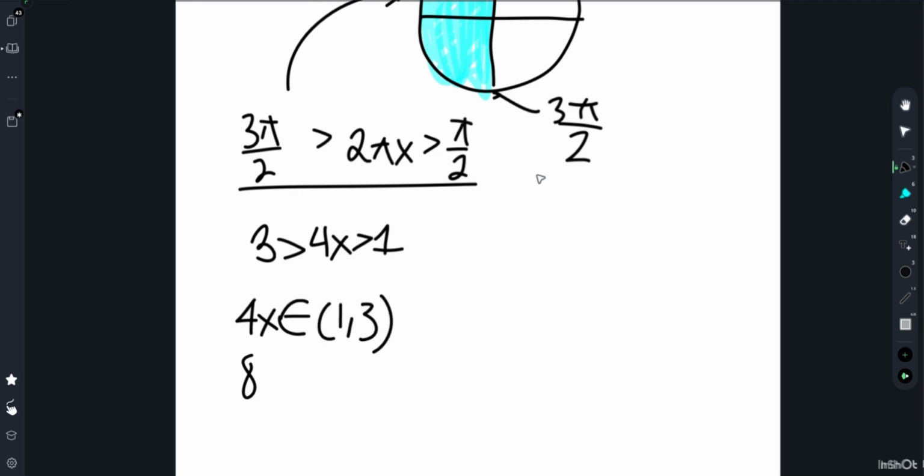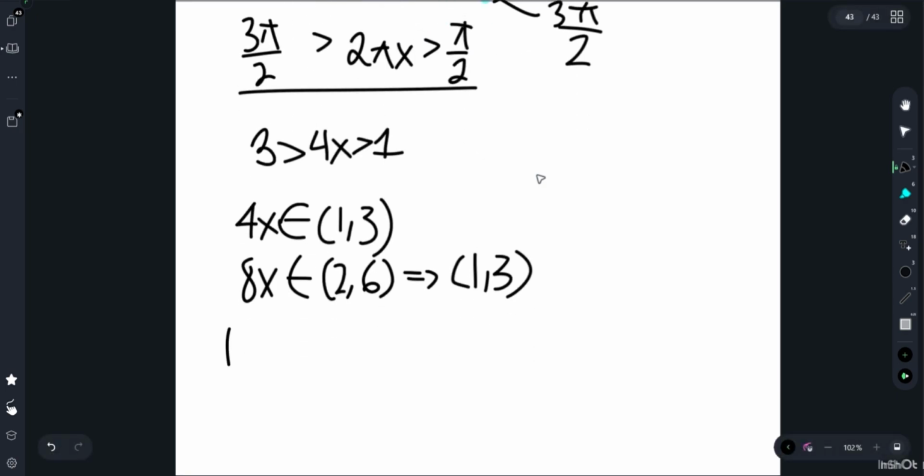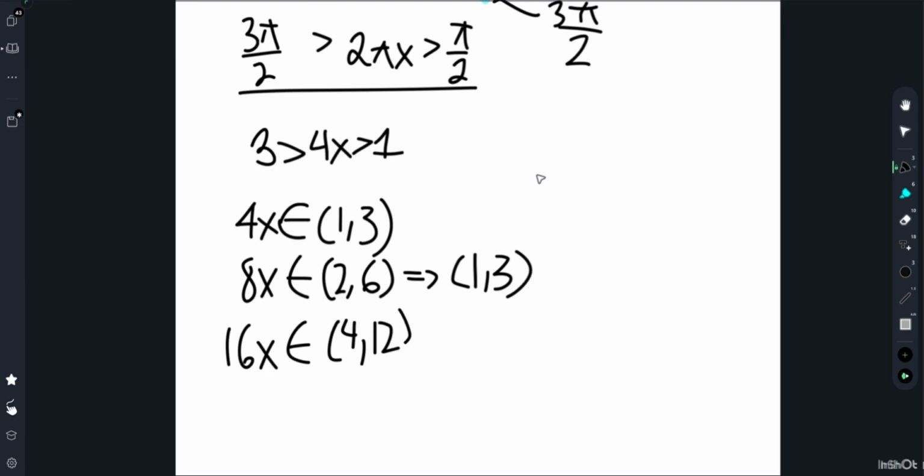So then 8x must be in the inequality 2, 6. And so this still corresponds to 1, 3, as 2 is in the quantity 1, 3. So 16x corresponds to the inequality 4, 12. This can no longer fit in 1, 3. This has to fit in 5, 7. So this is more accurate.